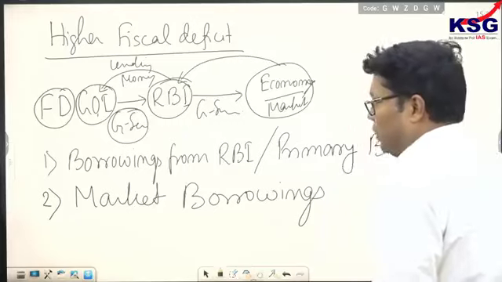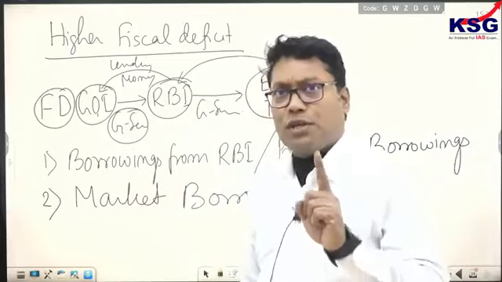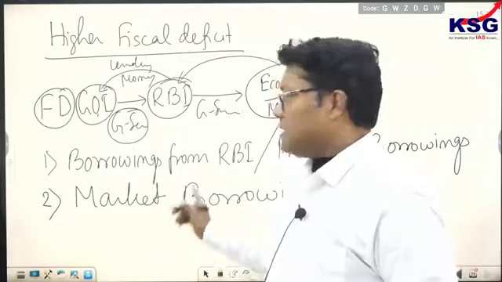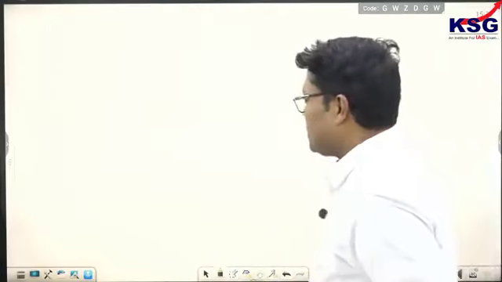Now, we are going to see one by one. There are two possibilities. One is the market borrowings, and one is the borrowing from the central bank, that is the RBI, which is known as the primary borrowings. Now, first we are discussing market borrowings.